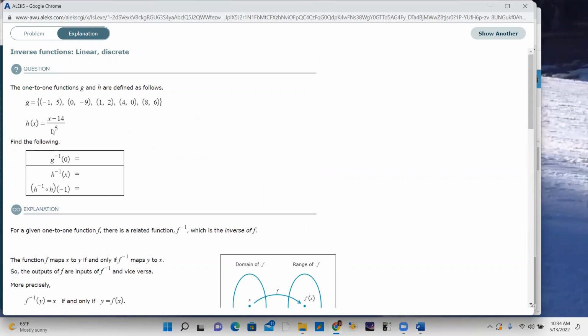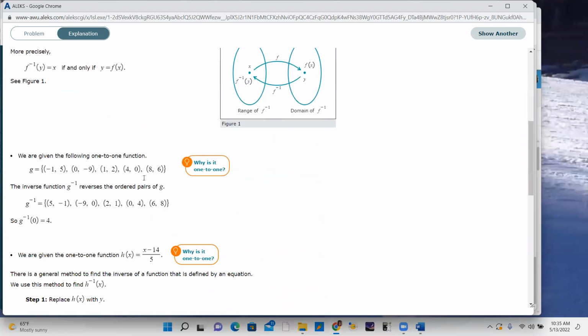So I'll just show another one. It's asking you to find the inverse of 0, H inverse, and then the composition of those two of -1. So here's G. G inverse has all the same points with their coordinates reversed. So when you look at the inverse function and you put 0 in there, you get 4. So you could also look at this and tell, it's the X that gets mapped to 0.